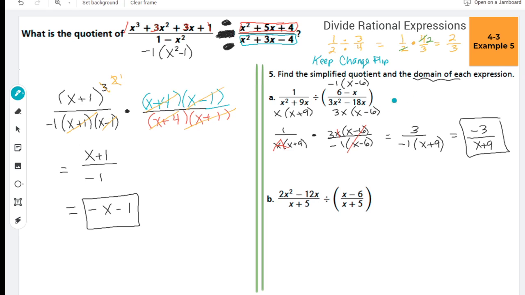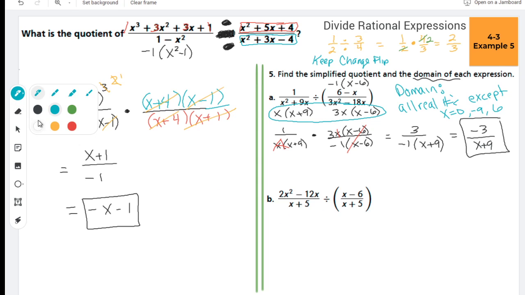All right, so I'm going to be finding the restrictions to our domain based off of these values. So my domain is all real numbers except x equals, let's see, I can't have a 0, or else this one would be a 0. I can't have a negative 9, or this set of parentheses would be 0. And I can't have a positive 6. So there's our domain.